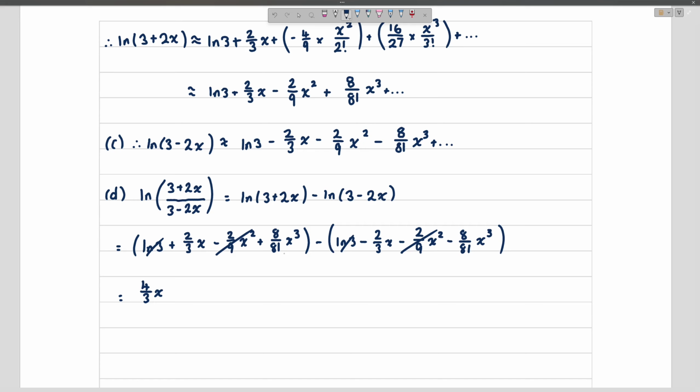And then finally, 8 over 81 x cubed minus a over 81 x cubed. Again, we can just add these two terms together. And if we do that here, then what we get is 16, so plus 16 over 81 x cubed there. Okay. And just notice here then, this gives us the first two non-zero terms in ascending powers of x for the Maclaurin series expansion of ln of 3 plus 2x over 3 minus 2x there. Okay. And there we have it then. So that gives us the solution to part D and the solution to question 1.